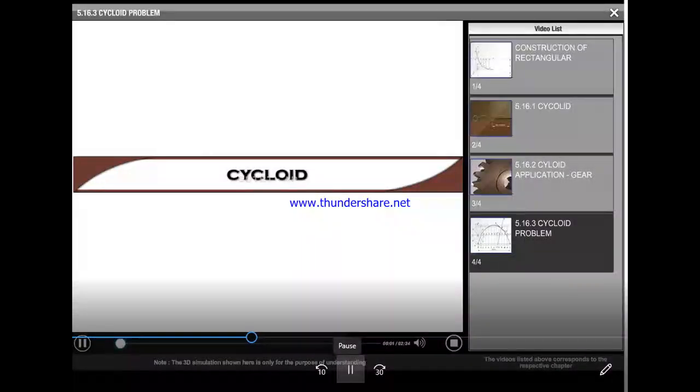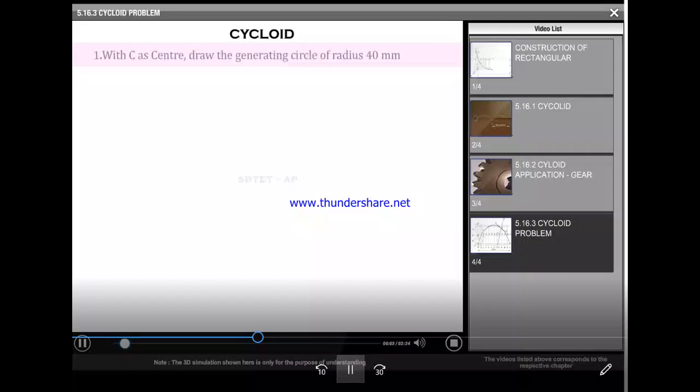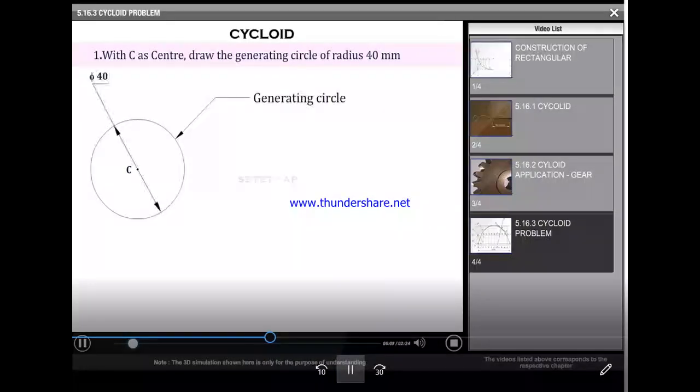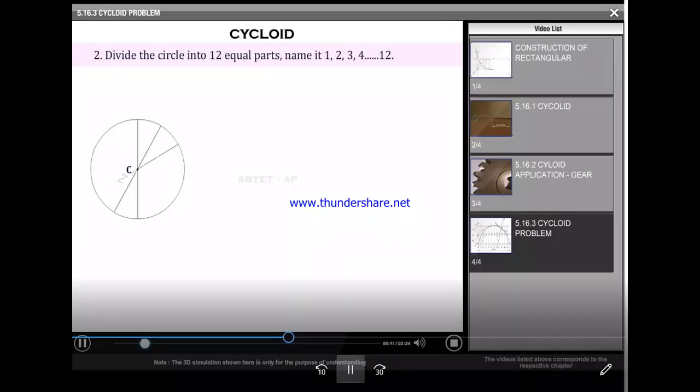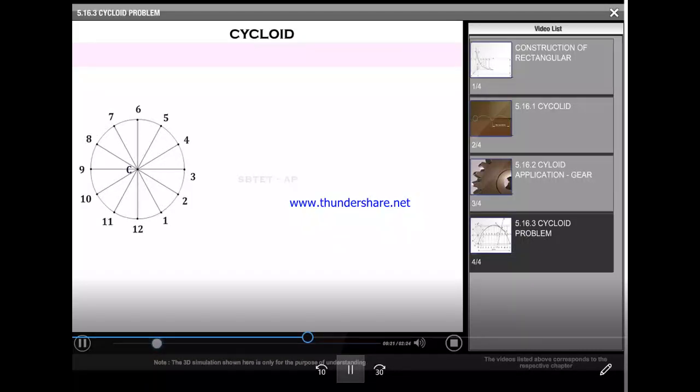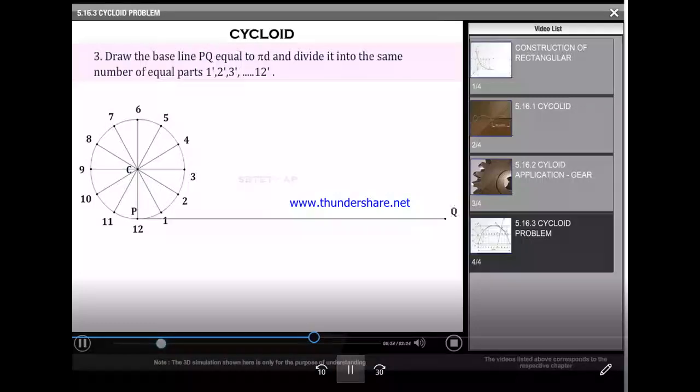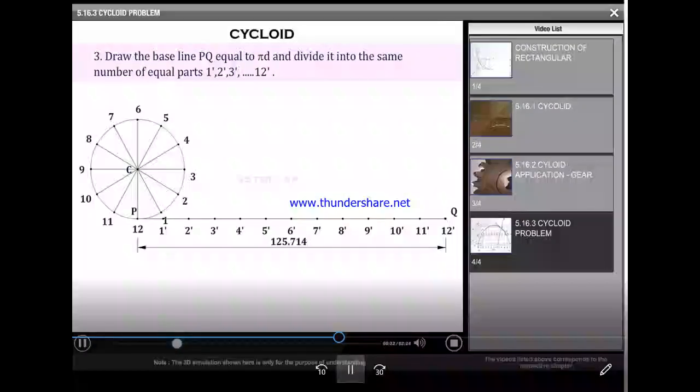Cycloid. With a point C as center, draw the generating circle of radius 40 mm. Divide the circle into 12 equal parts and number them as 1, 2, 3, etc. Draw the baseline PQ equal to pi d and divide it into the same number of equal parts and name them 1 dash, 2 dash, 3 dash, etc.